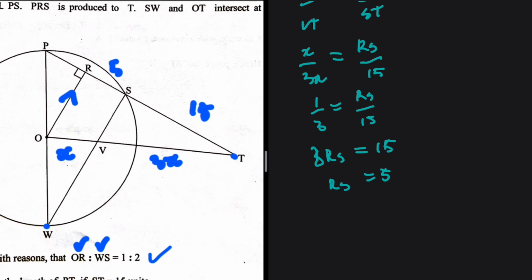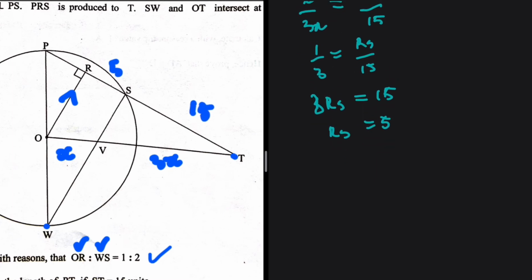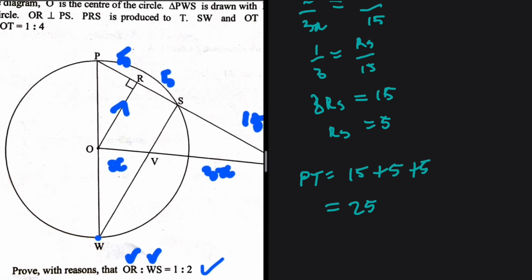Now we just need to find the length of PR. We know that the distance from O to P is equal to the distance from O to W. So the distance from R to S should be equal to the distance from R to P. So we also have 5 here. So PT is equal to 15 plus 5 plus 5, which is equal to 25. There we go. Question 10.